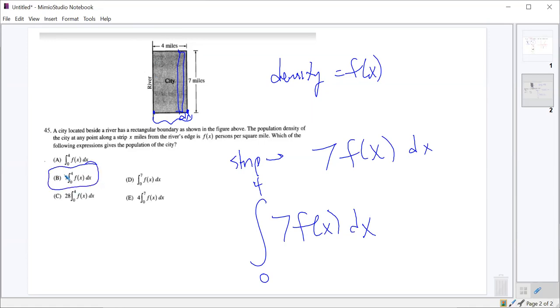They just pulled the constant out into the front. And so, yeah, does that make sense? I mean, it's got to be 0 to 4. It can't be 0 to 7 because we're talking about in the x direction. And each of these strips is 7 miles long, so it's not going to be 28. It's not going to be a constant of 1. It's just going to be the constant of 7. Does that make sense?